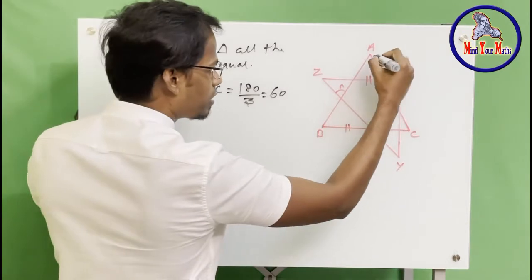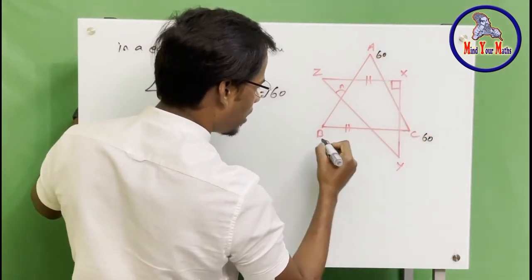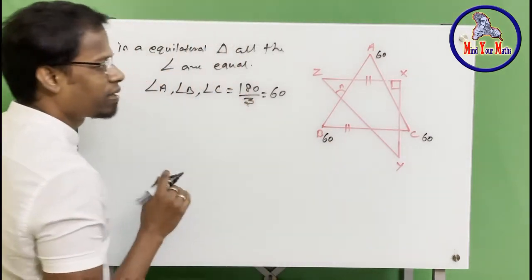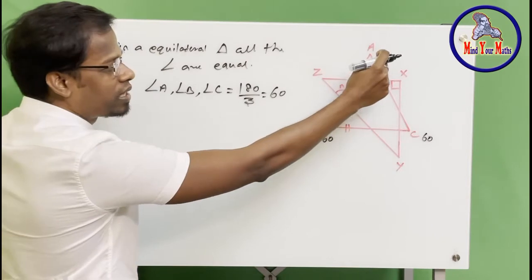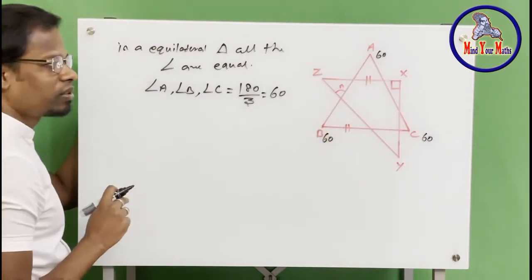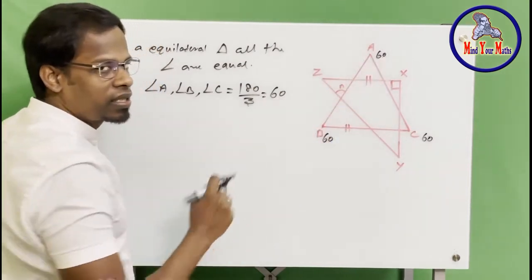So this one is 60, and this one is 60 as well, and this one is 60. We cannot write it inside because the space is very little, that's why I have written it outside. It doesn't matter as long as you know that this measures 60.